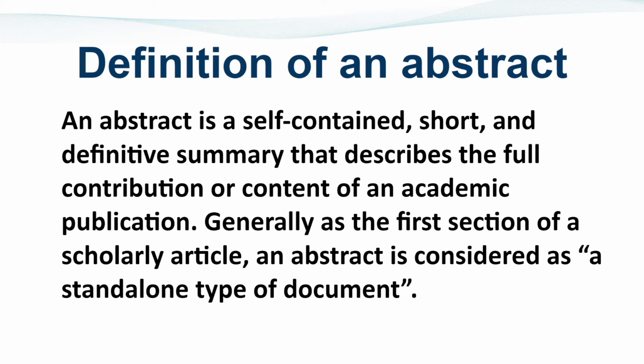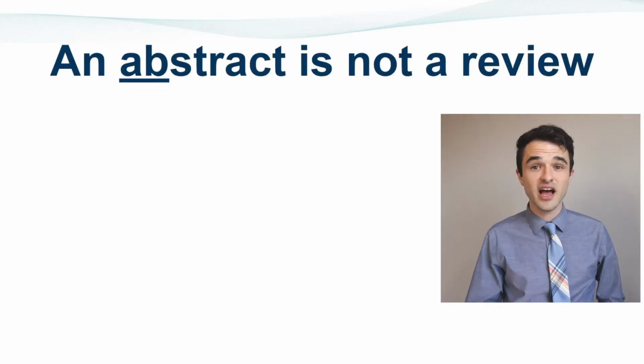Generally, as the first section of a scholarly article, an abstract is considered as a standalone type of document. The important point here is that the abstract contains the key details of the paper without providing too much detail. The challenge for you, the author, is to determine which details to include in the abstract and which to omit. All right, an abstract is not a review.